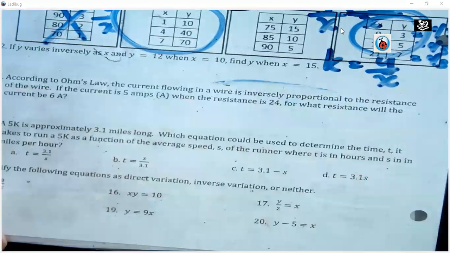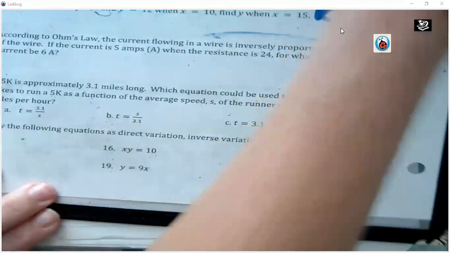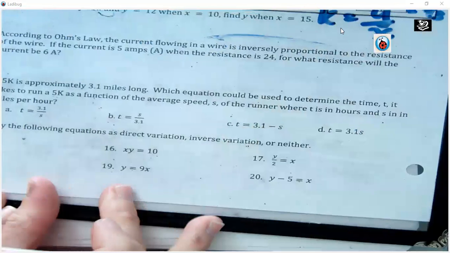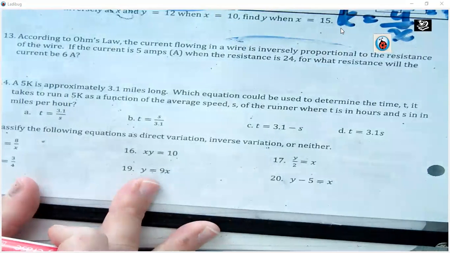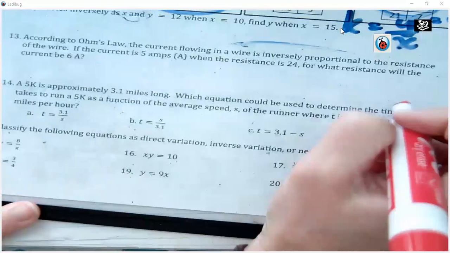All right, a 5K is approximately 3.1 miles long. Which equation could be used to determine the time T it takes to run a 5K as a function of average speed S of the runner, where T is in hours and S is in miles per hour? Okay, they don't tell you if this one is direct or inverse. You have to figure it out yourself. So you're looking at time and speed.